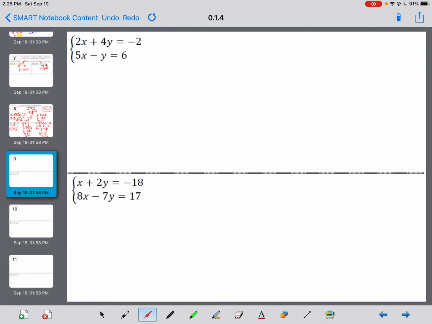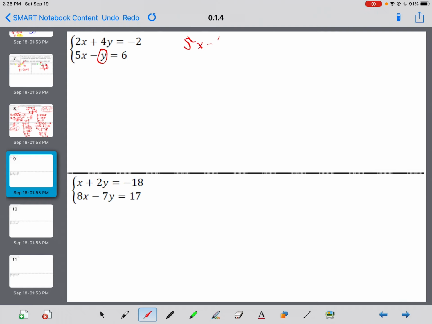We've got more examples. Okay, give these two a try. See what happens when you come back. All right, here we go. We're going to give them a go. I would solve for the y. It's going to be the least amount of moves that I have to do.